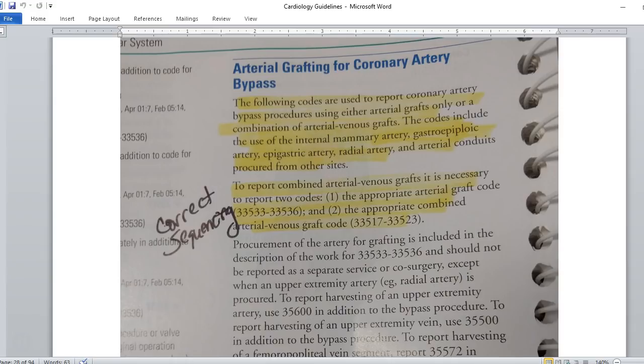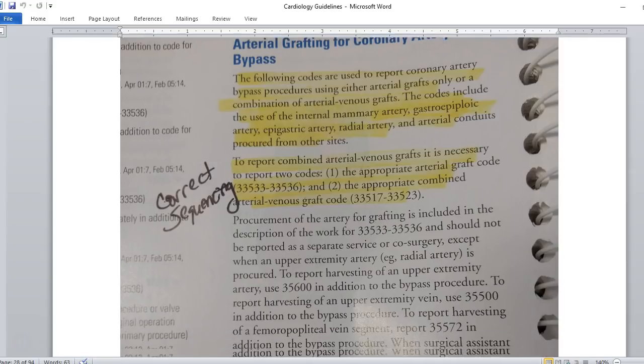The add-on codes for arterial grafts with venous grafts include the saphenous vein. The arteries that are included are internal mammary, gastroepiploic, epigastric, radial, and conduits. Okay, so again, we have to be careful. Read through the surgical report. What did they use? To report combined arterial and venous graft, it is necessary to report 2 codes: 1, the appropriate arterial graft code, and 2, the appropriate combined arterial venous graft code. That is the correct sequencing, and that is why I wrote it in my book.